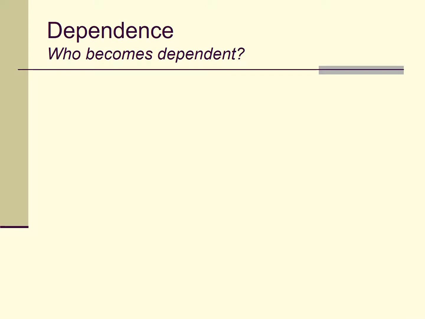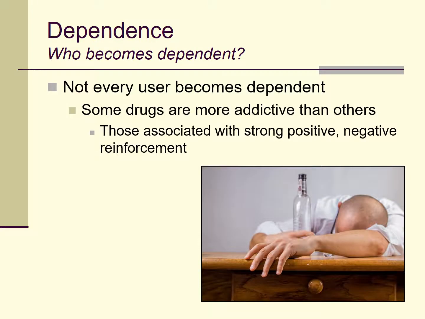So who does become dependent? Well, not every user becomes dependent. Some drugs are more addictive than others, and to be simplistic, at least a little bit about it, we can say that the drugs which are associated with strong positive and negative reinforcement tend to be more addictive than drugs which are not associated with strong positive and negative reinforcement. So drugs which either give you very strong positive feelings or which give you very strong negative feelings when you stop using them, those are the addictive drugs.